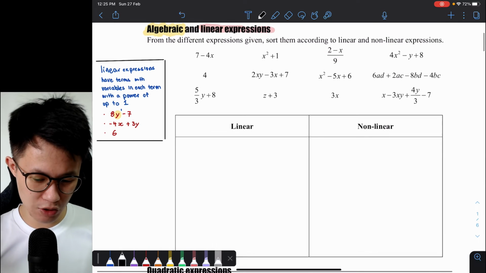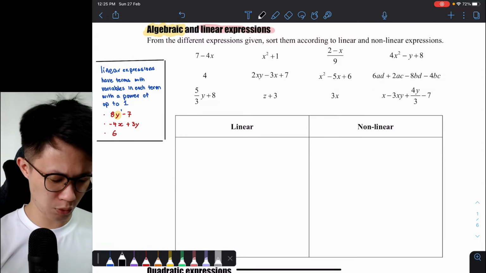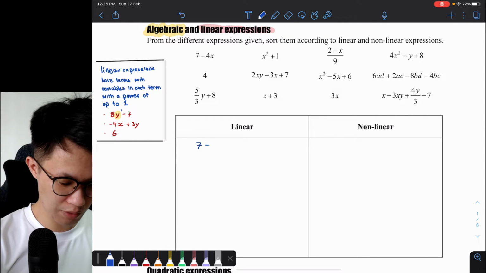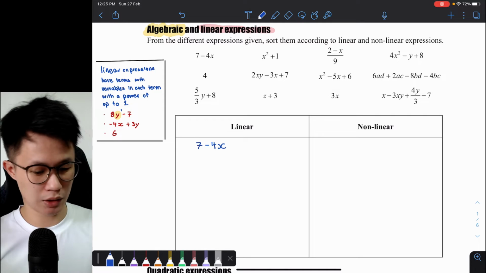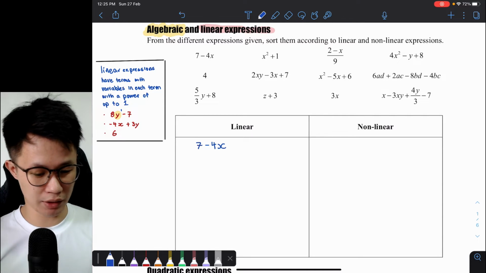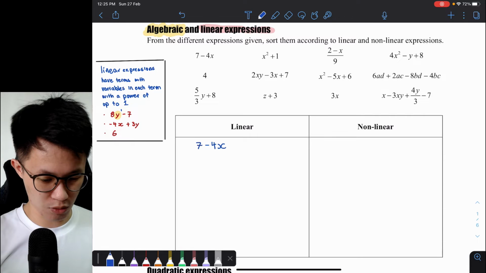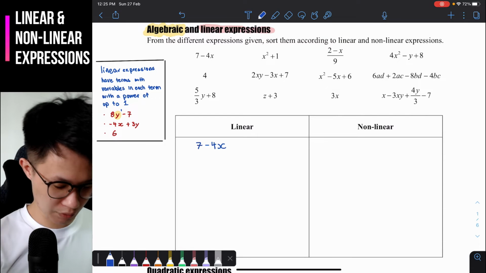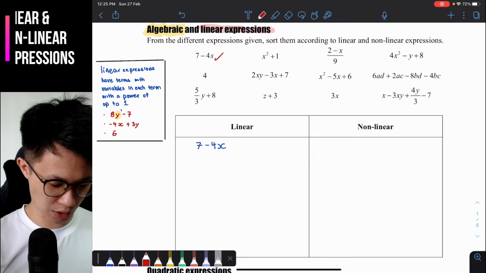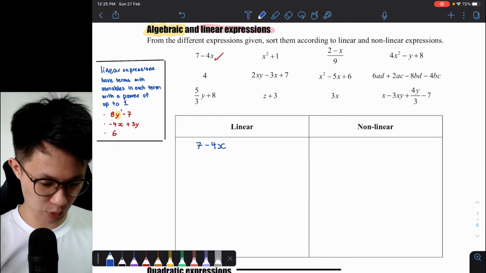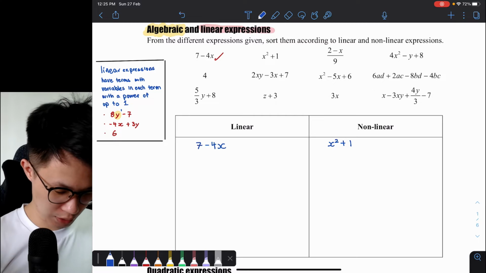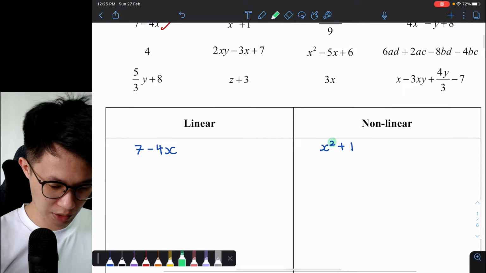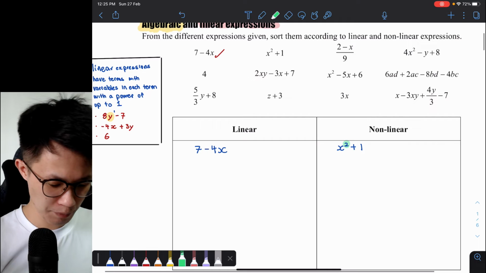Now with that, let's try to dissect what is linear from this pool of algebraic expressions that we have. The very first one is 7 minus 4x. This is linear because the term x has a power of 1 and there's nothing more than that. So that's why it's linear. Next we have x squared plus 1. This would be considered non-linear because this term has a power of 2.